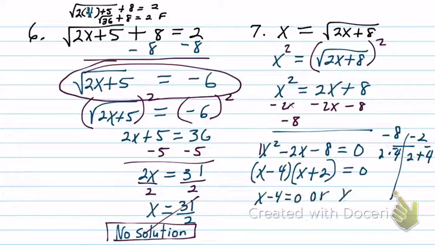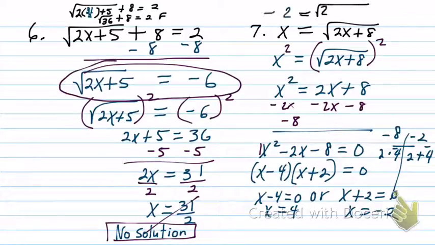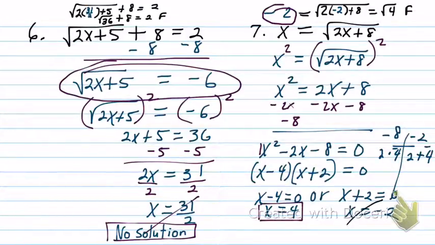We're going to get 4 and negative 2 when we solve that. Now I want you to notice for the negative 2, if I plug in negative 2 for x here, we have negative 2 is equal to the square root of 4. Well, we know the square root of 4 is positive 2, so this is false. And so we've got to throw out the negative 2.